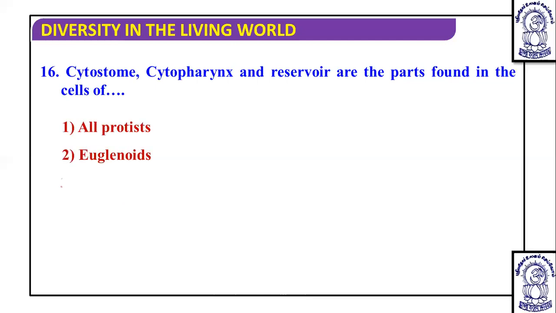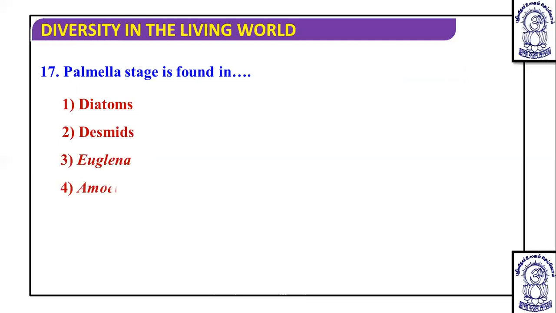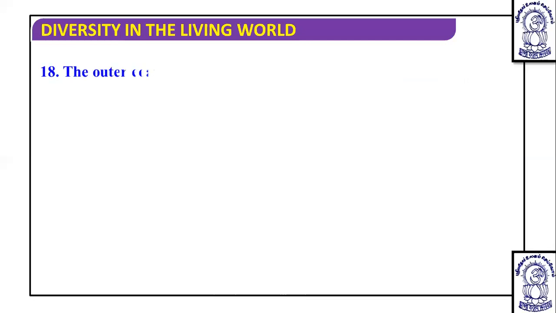Then cytostome, cytopharynx, and reservoir are the parts found in euglenoids. Yes, we have studied that euglenoids have a cytostome, that is the mouth, the cytopharynx, that is the gullet, and the reservoir is the storing base. Then the palmella stage is also found in the case of euglenoids. Euglena forms palmella and cyst in unfavorable conditions.